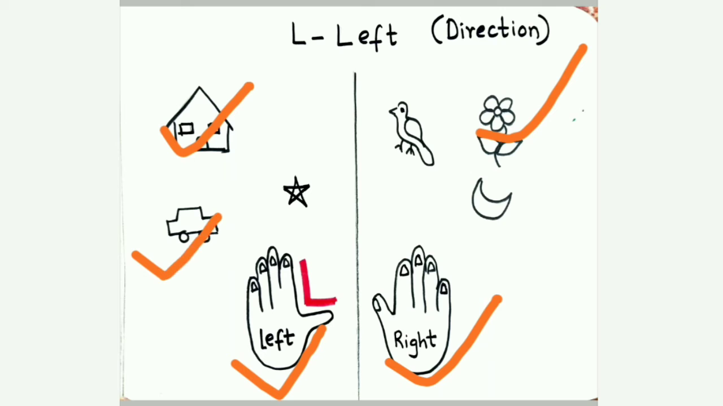Where is the car? At left hand side. Where is the moon? Right hand side. Where is the star? Left hand side. Where is the bird? Right hand side. Yes. Now you know which is your left hand and which is your right hand.